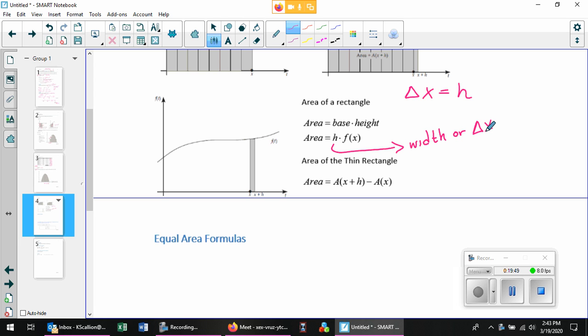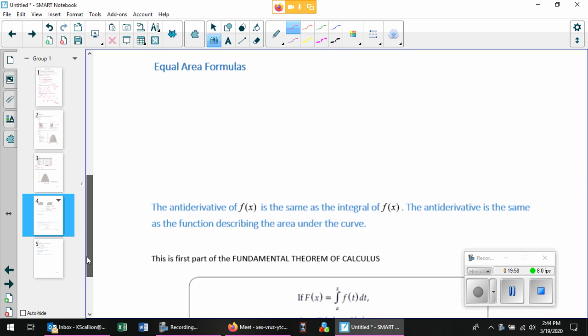Good times, good times. I know you're super excited. Oh, and then that's really far down on the page. That was supposed to be right underneath it.